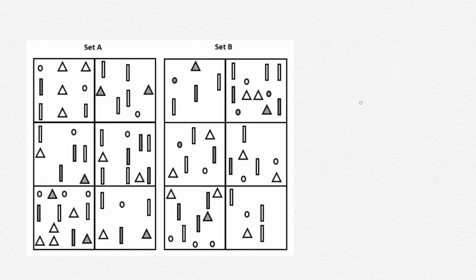Welcome to part 1 of abstract reasoning. Let's get started. As you can see, within set A and set B, there is a pattern between these two.